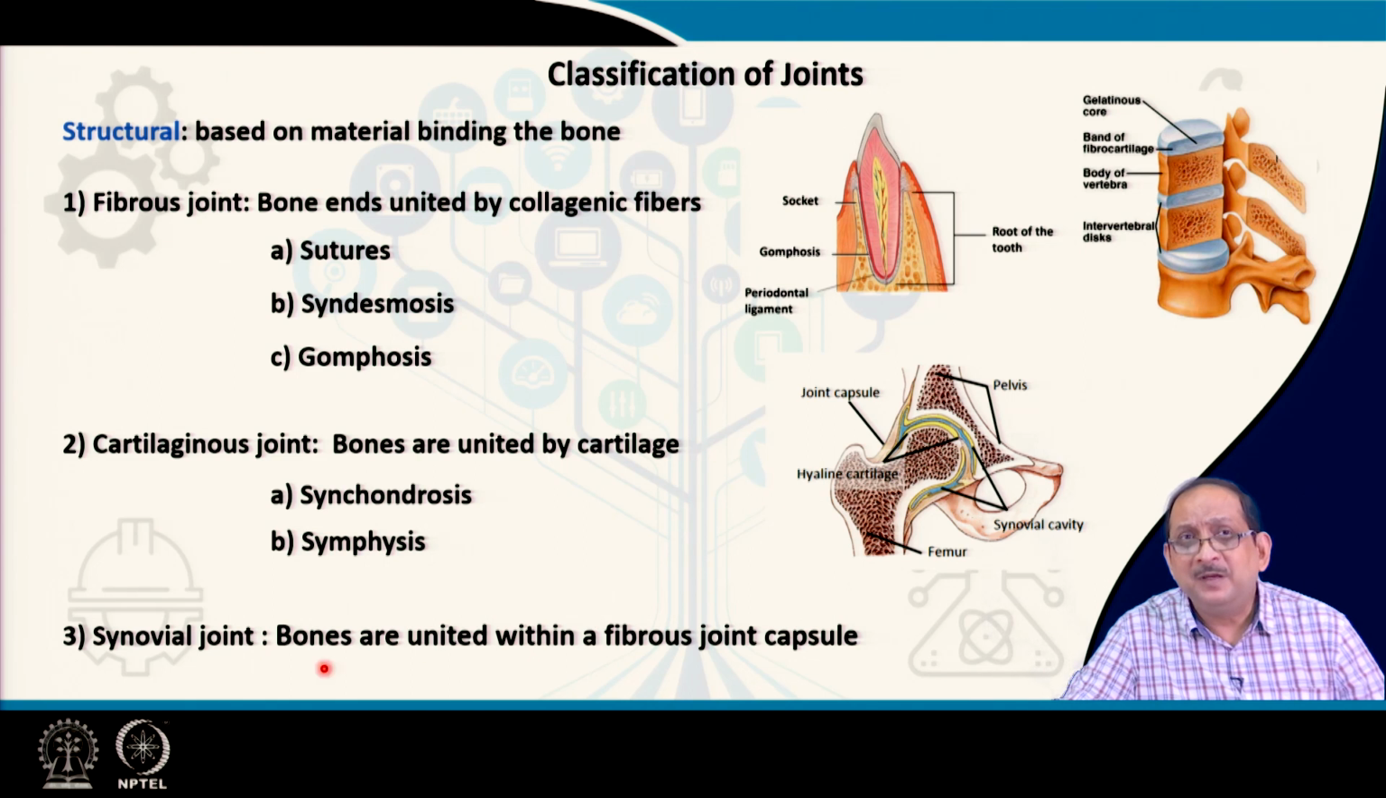The third type is the synovial joints, where bones are united within a fibrous capsule as shown in the figure. So, this is a typical hip joint, which is designated as a synovial joint. This is a cartilaginous joint. The intervertebral discs form the cartilaginous joints. This is the figure or structure of the gomphosis, which is a fibrous joint.